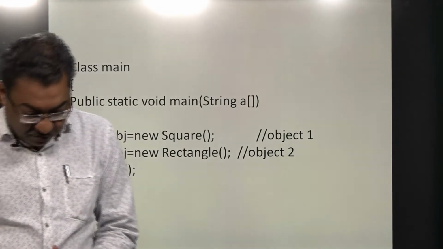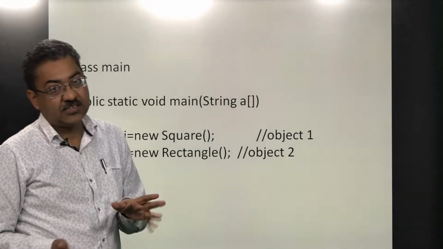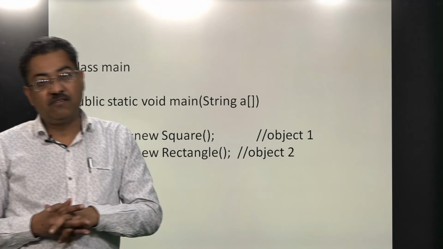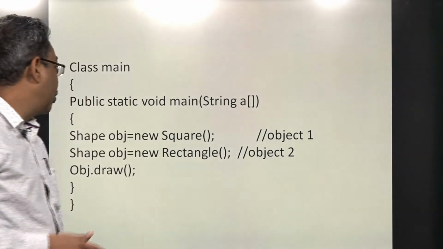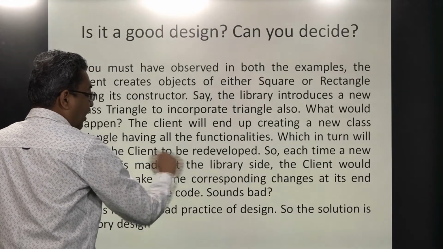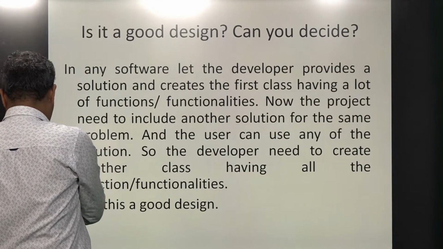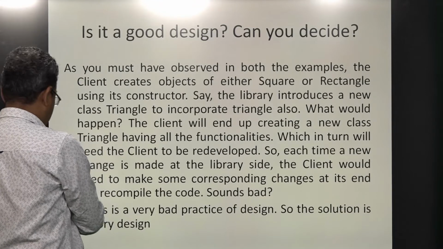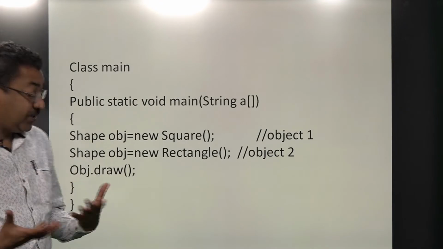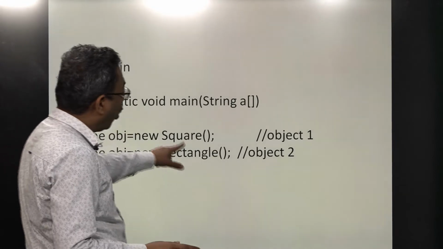In the first case, what we were using, we were creating the square and rectangle, two different classes. But in this case, what we have done, we have created a new interface having the function draw, and then what we have done, we have implemented two classes. But in both these cases, what we are doing, we are creating the object using the constructor of the products, that is either square or rectangle.